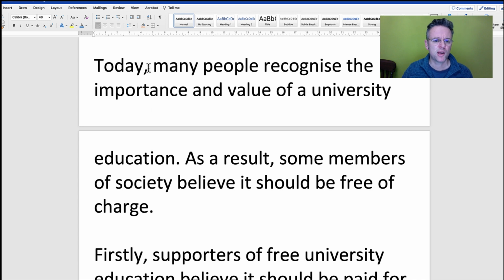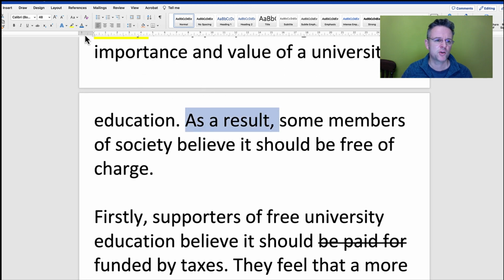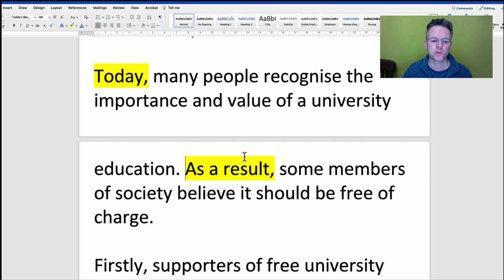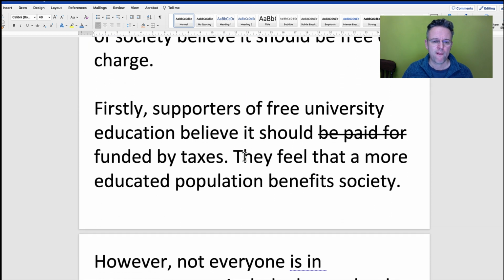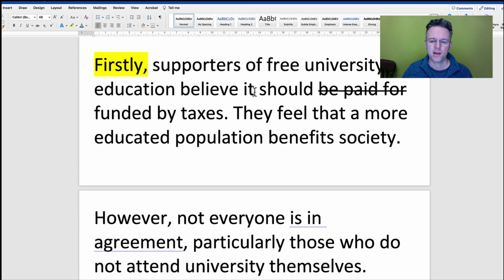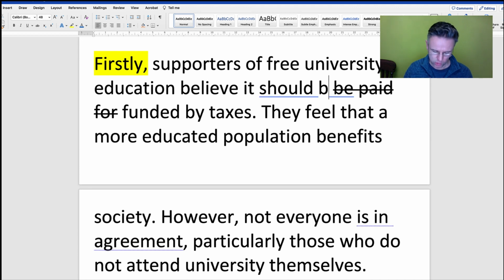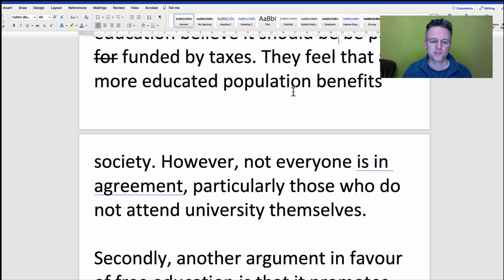So today is a fronted adverbial, so I've got a comma after it. As a result is another fronted adverbial, also known as a sentence starter. Firstly, another one. Supporters of free university education believe it should be funded by taxes. And I crossed out B. This is why you need to double check. Should be funded by taxes. They feel that a more educated population benefits society.